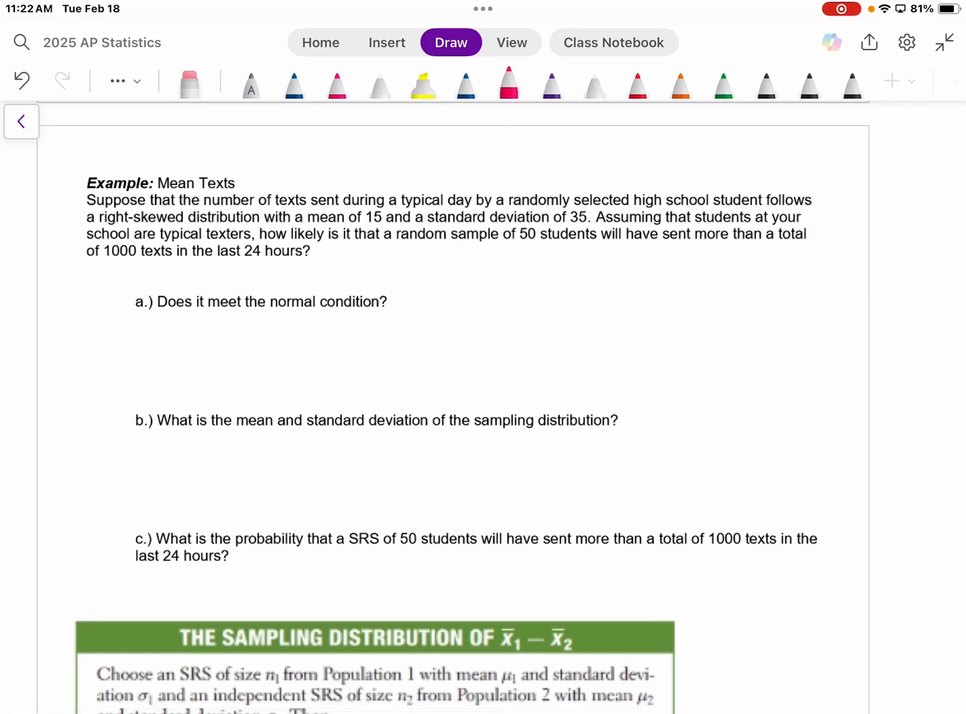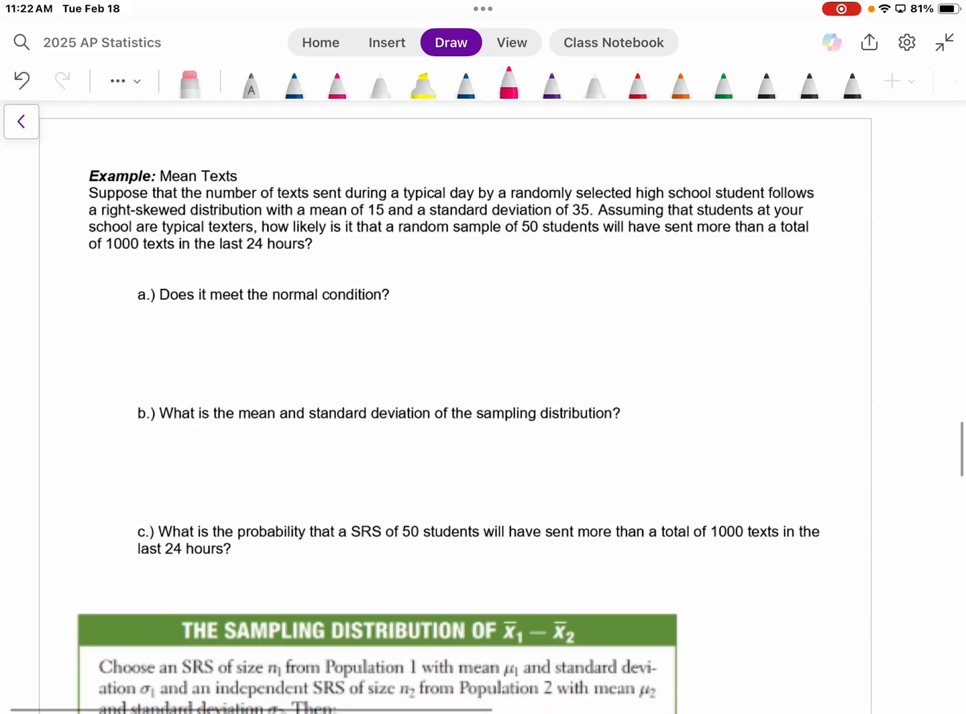So, last example here. Suppose that the number of texts sent during a typical day by a randomly selected high school student follows a right skew distribution with a mean of 15, so mu is equal to 15, and a standard deviation of 35. Assuming that the students at your school are typical texters, how likely is it that a random sample of n equal to 50 will have sent more than a total of 1,000 texts in the last 24 hours? Our goal in the very last part is to figure out the probability that x is greater than 1,000.